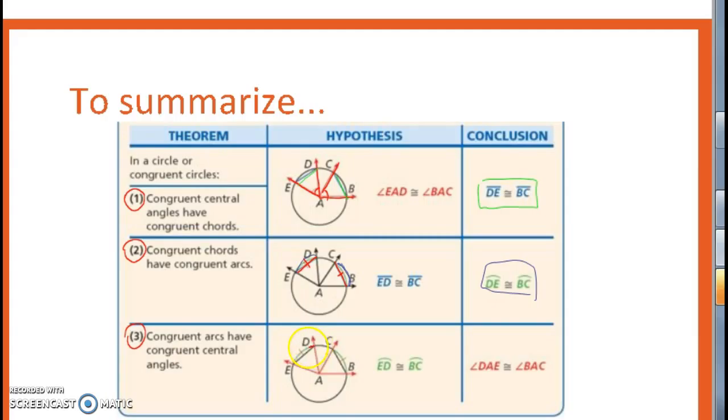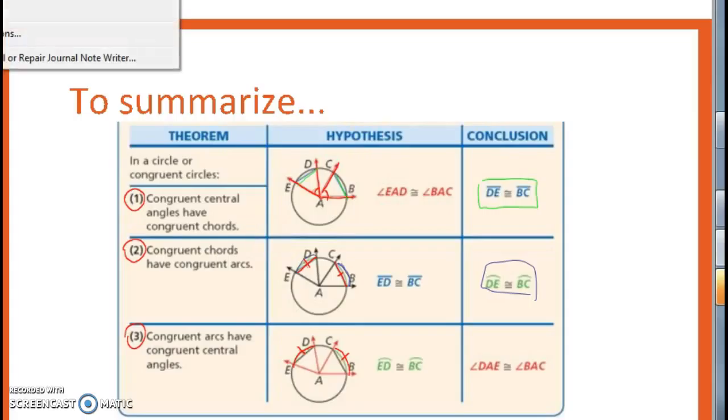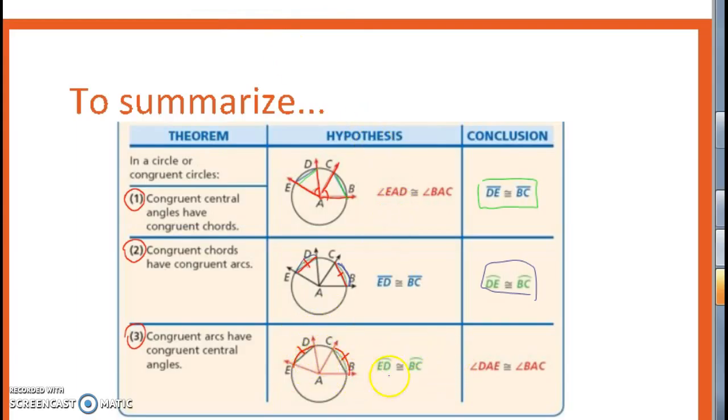So if you are told this time arc DE is congruent to arc CB, or arc ED is congruent to arc BC, remember you can switch the letters around and it refers to the same arc, then you can conclude that the central angles subtending those arcs are also congruent, meaning DAE and BAC. And so now let's do a couple of problems where we practice using these properties.